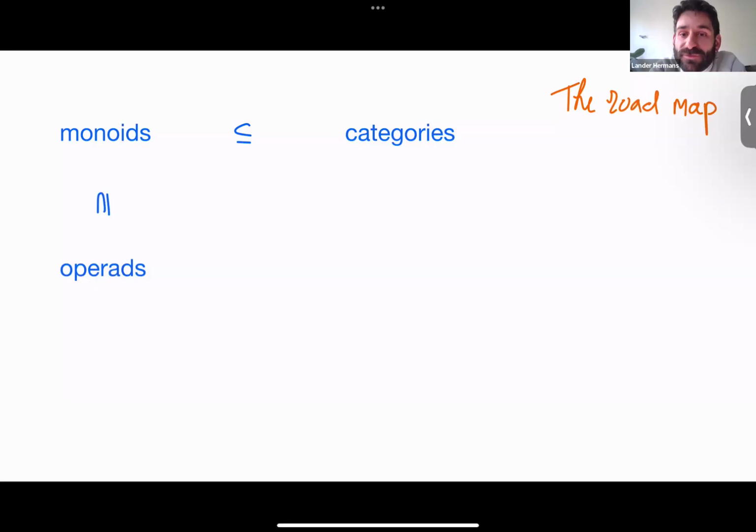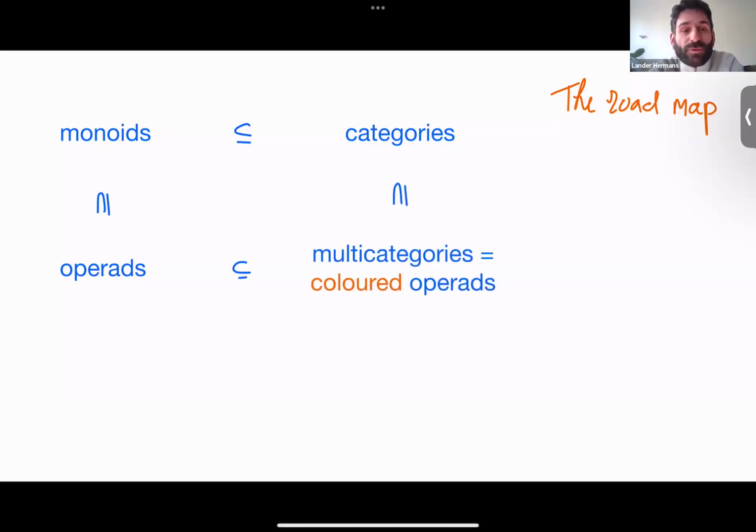Operads are spaces of operations with many inputs and a single output, and monoids only have one input and one output for their morphisms or elements. If you complete this square, you end up with what's called, in some settings, multicategories, but it coincides with what in algebraic topology is called colored operads. I know it's a bit of a contentious name, but I will use it anyway.